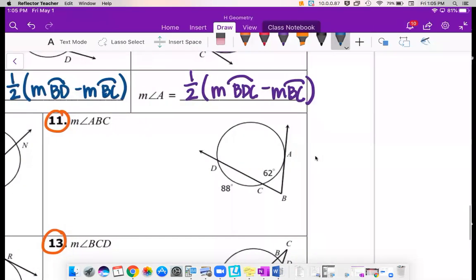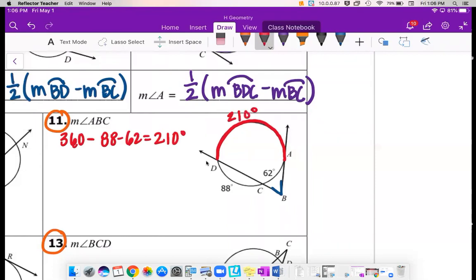Awesome. Angle ABC. Okay, so this one's a little bit neater because we don't have this arc right here, but we can figure it out. So you can see that this arc is 88 and this arc is 62. So the rest of that is just what gets it to be a full circle. So if I do 360 minus 88 minus 62, I get 210. So this arc is 210 degrees, and then I just plug it in my formula.